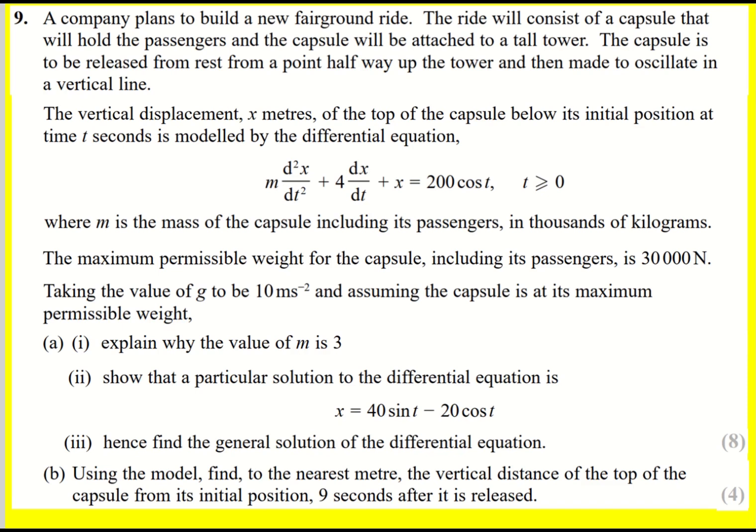A company plans to build a new fairground ride. The ride consists of a capsule that will hold the passengers, and the capsule will be attached to a tall tower. The capsule is to be released from rest from a point halfway up the tower, and then it's going to oscillate in a vertical line, up and down.